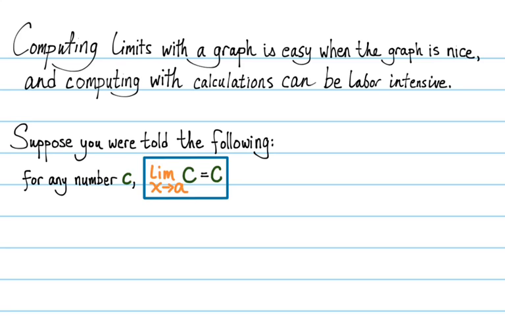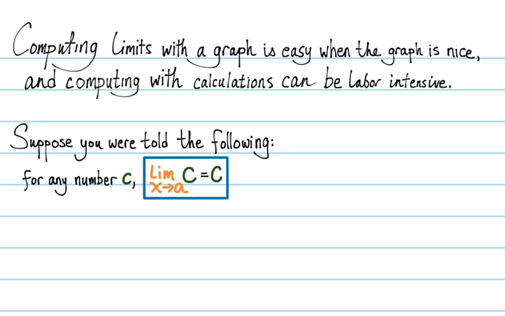And so, suppose I told you the following thing was true for any possible number you had. The limit as x approaches a of c is c. Right? So c is a number. C could be like 5 or 30 or 82. And the limit as x approaches anything of a number is just that number. So this is a law, this is a rule. Anytime you see this limit, you can replace it with that number.